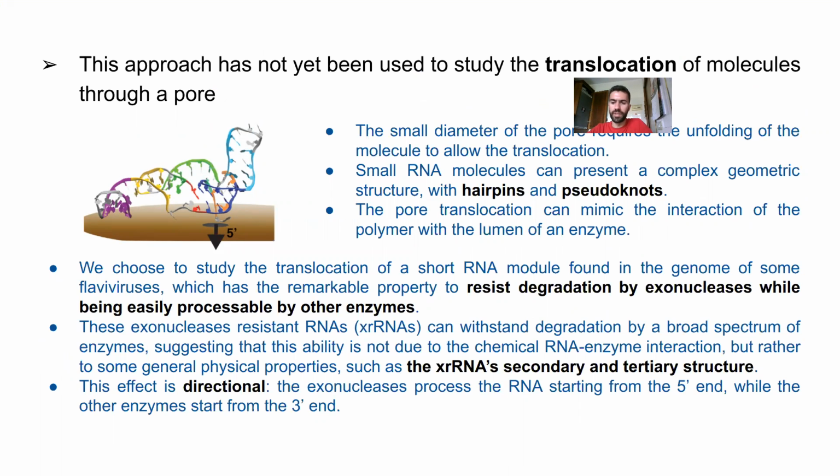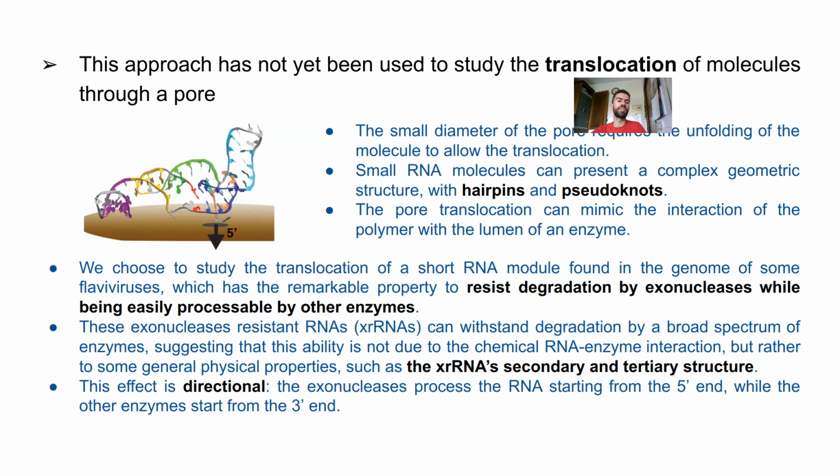Another system where this can be useful is the study of the translocation of molecules through a pore. In this case, it is the small diameter of the pore which requires the unfolding of the molecule to allow the translocation. For instance, small RNA molecules are ideal for this system because they present a complex geometric structure with hairpins and pseudoknots. And moreover, this has a biological relevance because the translocation through the pore can mimic the interaction of the polymer with the lumen of the enzyme.